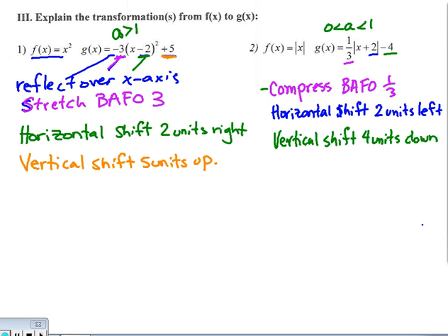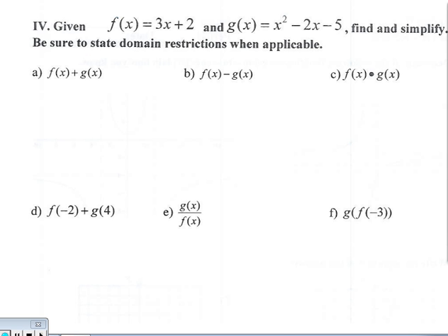All right. What else do we have? Be sure to state the domain restrictions when applied. So we're going to find and simplify when we do all these operations. Again, I really want you guys trying these before you watch this. So I'm going to get them all set up, and then we can check and see if we got the same answer. So try them, see what you think, and then check your answer. All right, so go ahead and hit pause.